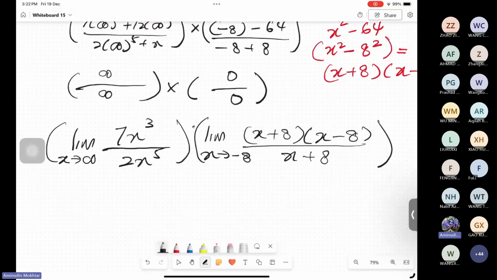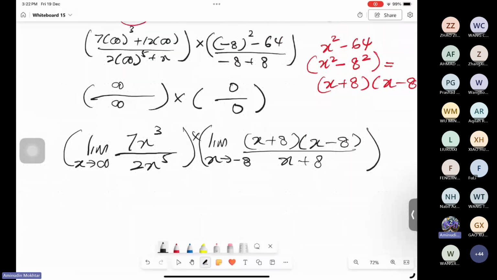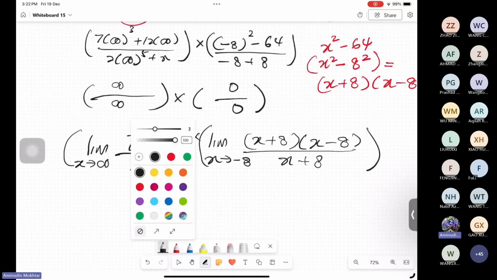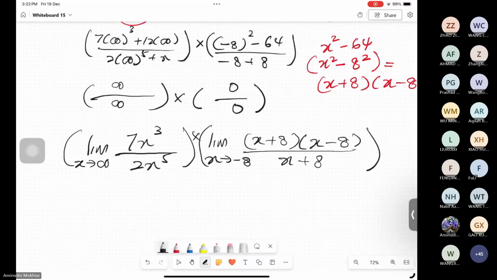Now we can solve the equation. The first step is to simplify the equation. For the first function, we can cancel this 8 to the power of 3 and 8 to the power of 2, right?